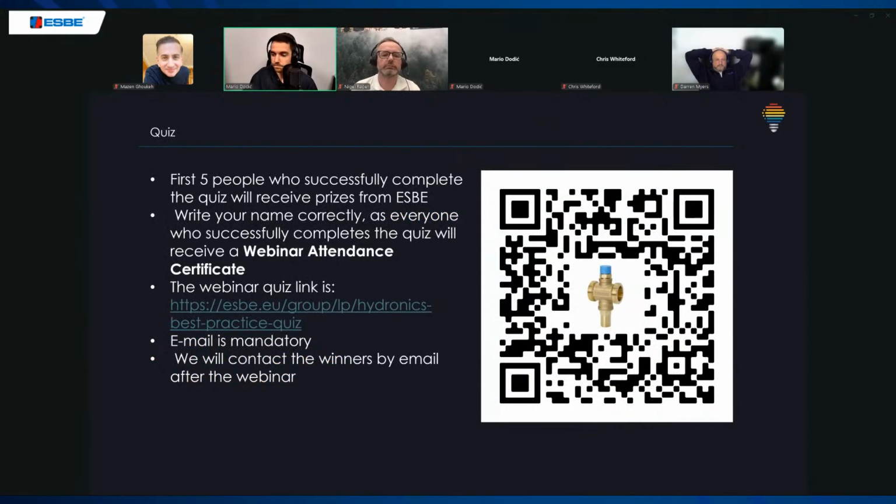And at the end, a 5-minute quiz. So here is a QR code, but I will send it to you in the chat if it's easier for you to open on the PC. You need to enter your first name, last name and email. This is because of the software behind it, and it is really important to enter this, because if you pass, you will receive a certificate. So you will have a certificate of attendance, and the top 5, even with the highest answers or with the fastest answers, will receive some prizes from ESBE.